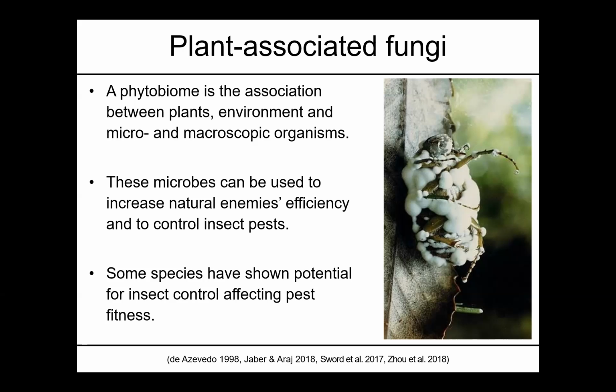We saw already from some publications that these microbes can be used to increase the natural enemies' efficiency and to control the insect pests. They can have this dual life. Several studies have shown that fungal endophytes enhance plant resistance or tolerance against biotic and/or abiotic stressors. A biotic stressor can be the pest, as we're talking here. So some species have shown potential for insect control because they can affect the pest reproduction, fecundity, survivorship, development, and host selection.